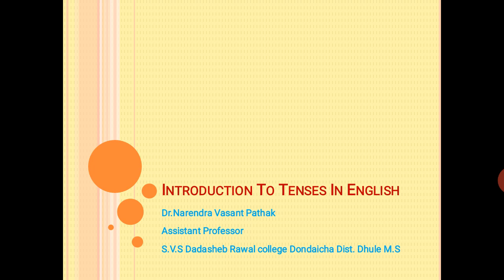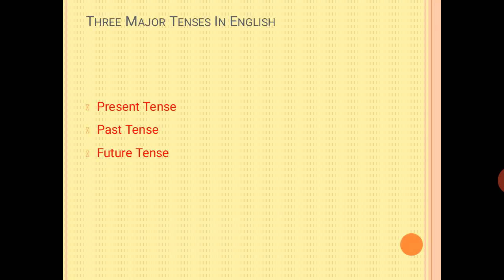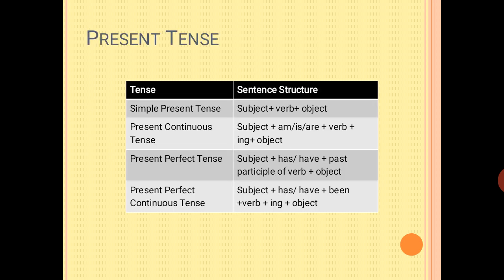Today's topic is Introduction to Tenses in English. There are three major tenses in English: present tense, past tense, and future tense. Present tense has four subdivisions of tenses: simple present tense, present continuous tense, present perfect tense, present perfect continuous tense.